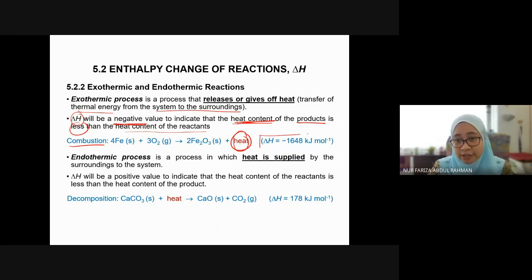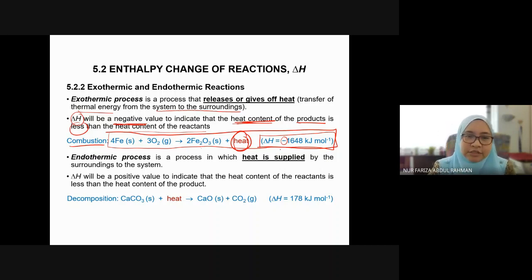And then, how do we represent the enthalpy? The enthalpy change should be placed on the right hand side of the chemical equation. Since this is an exothermic reaction, we should have a negative value there. And guys, please take note, this whole chemical equation, including the enthalpy change, is what we call a thermochemical equation.